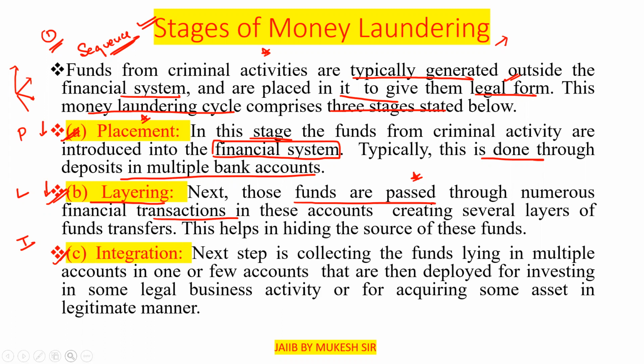So placement is first placing the funds in the bank. Layering is converting them into different accounts or sending them on. Those funds are passed through numerous financial transactions in these accounts, creating several layers of fund transfer, and this helps in hiding the source of these funds.